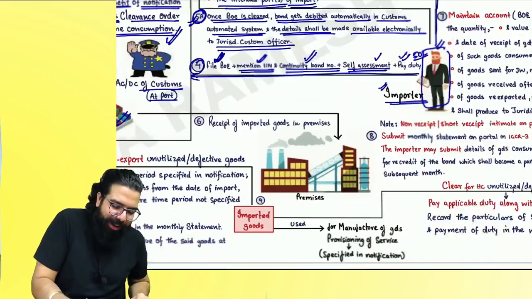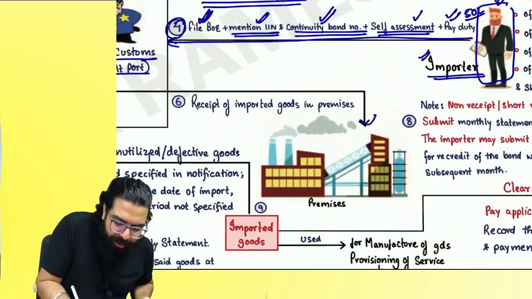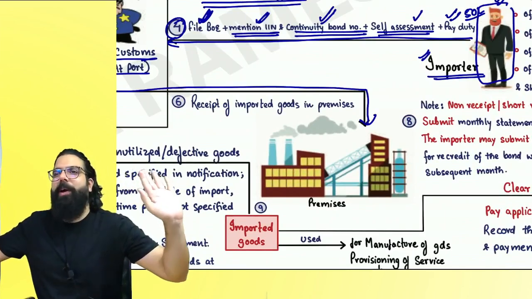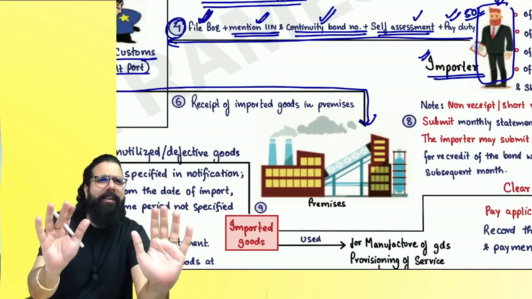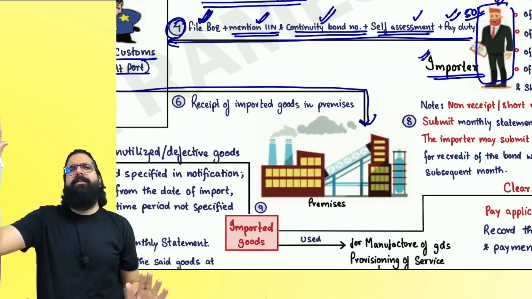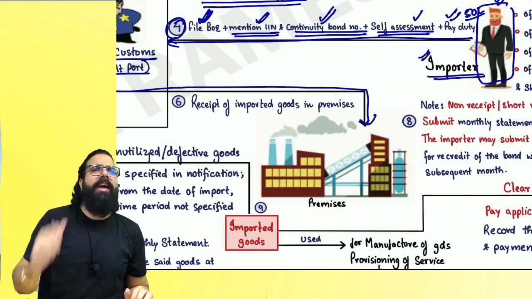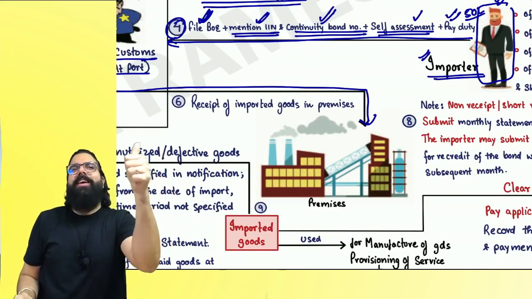Is my point clear to all? Now, what will you do? You will take your goods and come to your factory. Is my point clear? People, any difficulty? Nothing. Sir, there is an exemption notification which says you have to follow the IGCR rule. I went online, filled what?